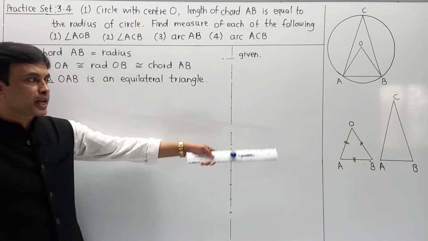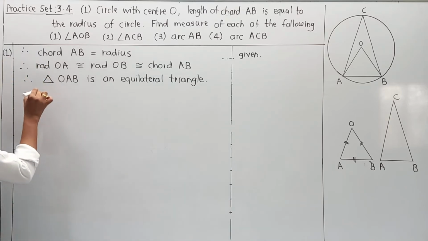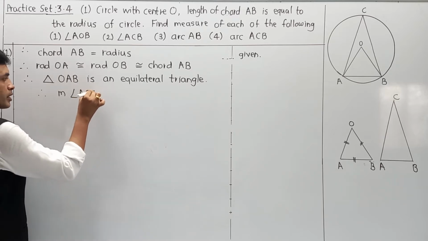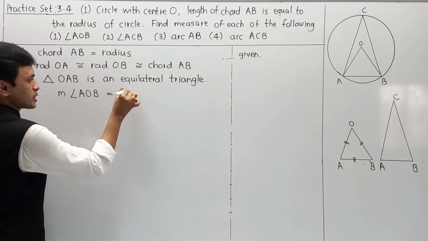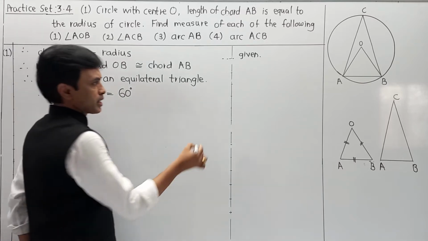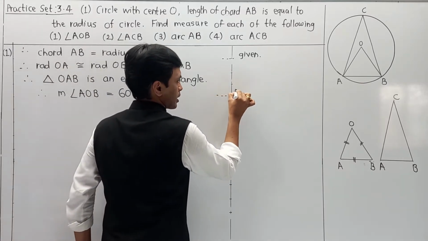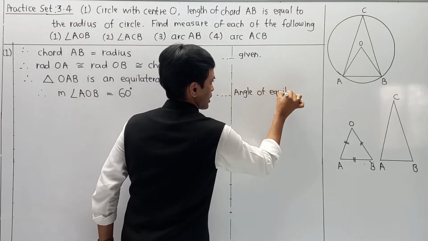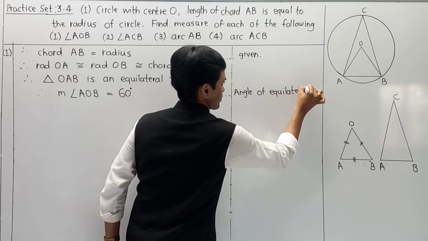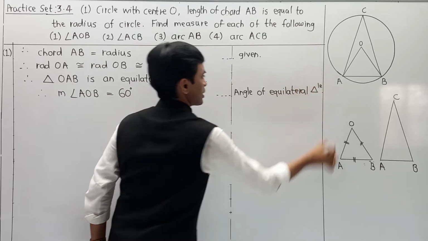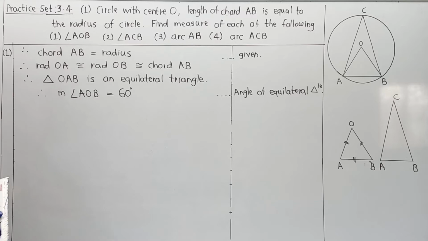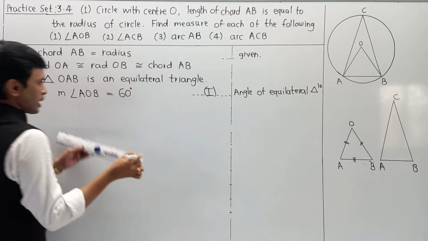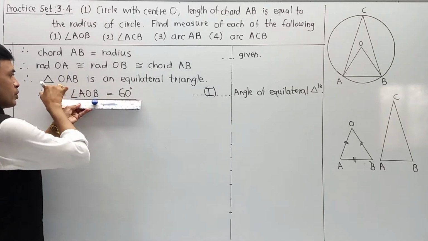Therefore, for our first part, measure of angle AOB is equal to 60 degrees, and the reason is angles of an equilateral triangle. In this way, we are able to get our first answer. So I am going to call it equation number 1, and I am going to make the first answer over here.